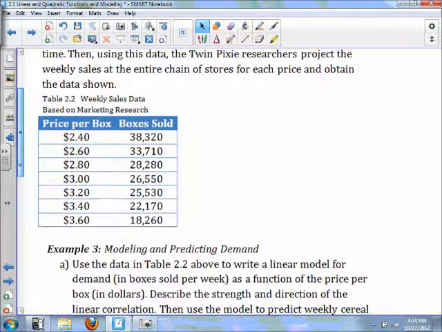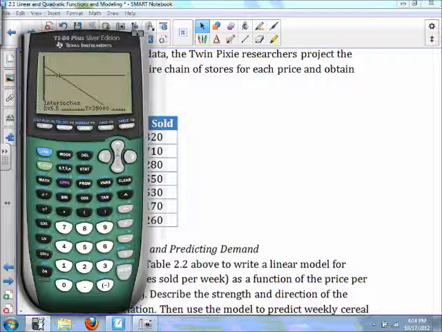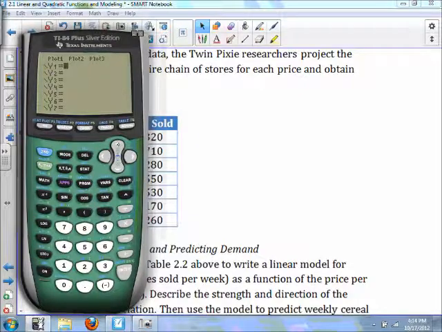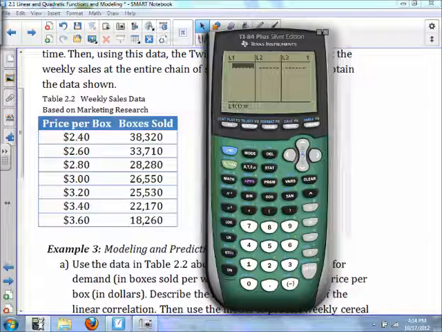So here's our data. Now, we need to use that data in table 2.2 to write a linear model for demand as a function of the price. So, in your calculator, we need to set up a scatter plot. So press Stat and enter on edit. In list 1, you're going to put $2.40. Put all the costs into your calculator. I want you to take a minute to do that right now.